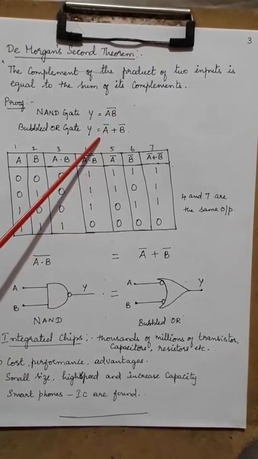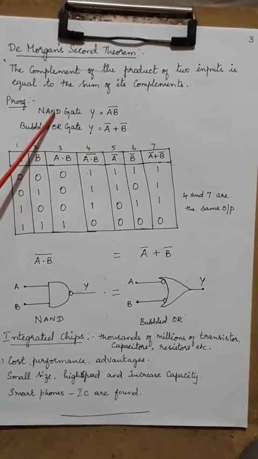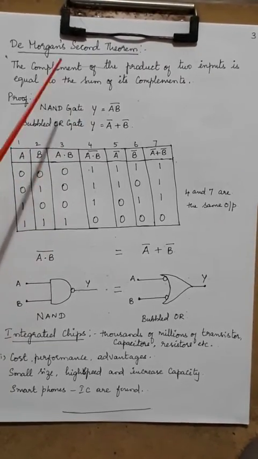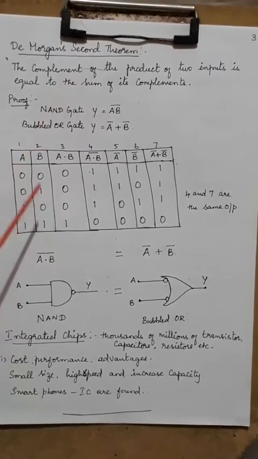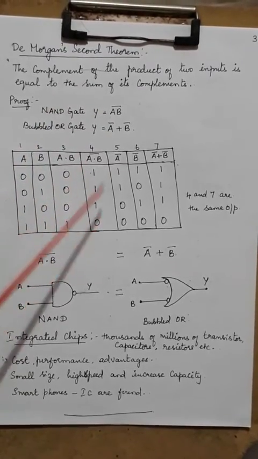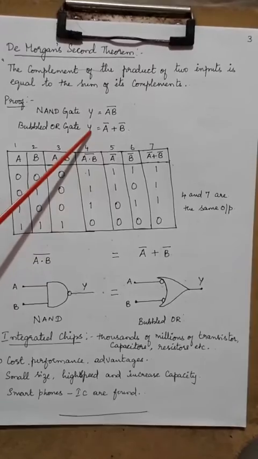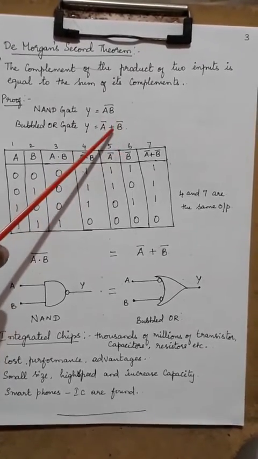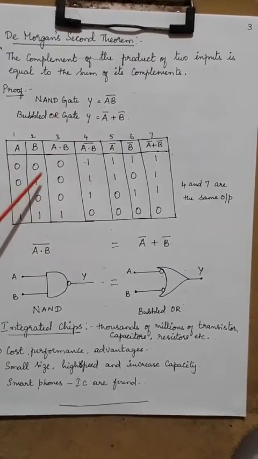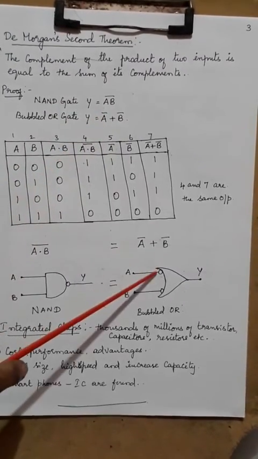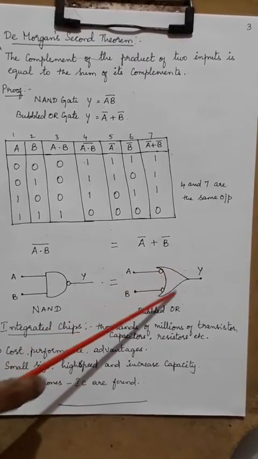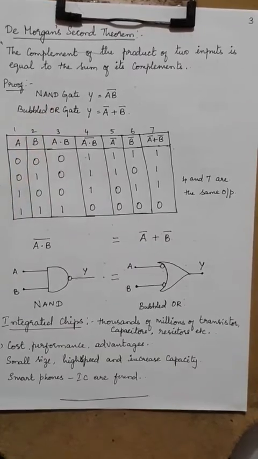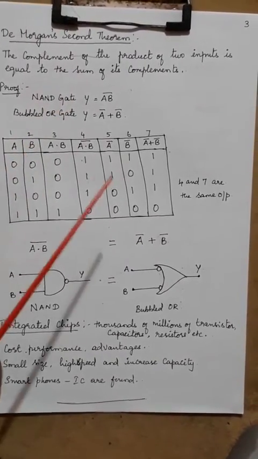So what does this say is, you have a NAND gate which should be equal to the bubbled OR gate. So NAND gate, you know what the output is, and bubbled OR gate, the meaning of that is, you are going to complement the inputs and then give them to an OR gate. That is, inputs are given to a NOT gate and then to an OR gate. This is not a NOR gate, children, it is a bubbled OR gate. It gives you a different answer.